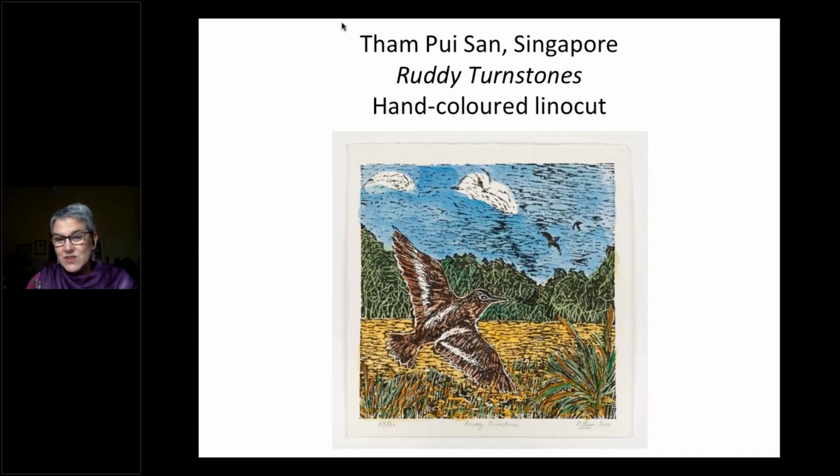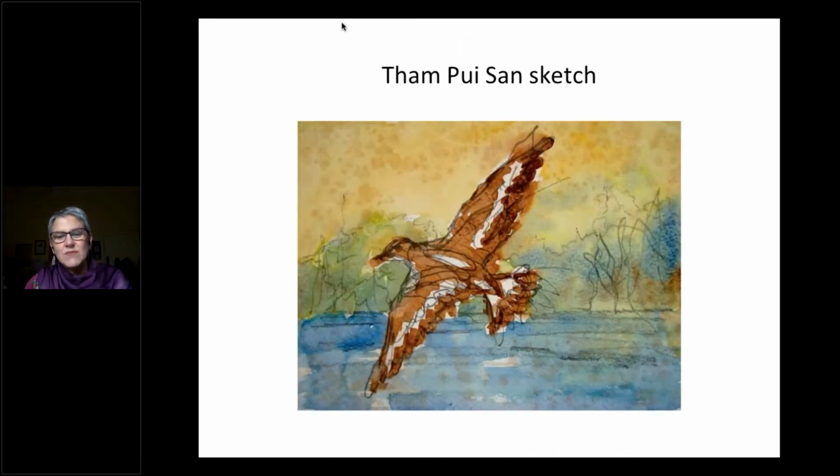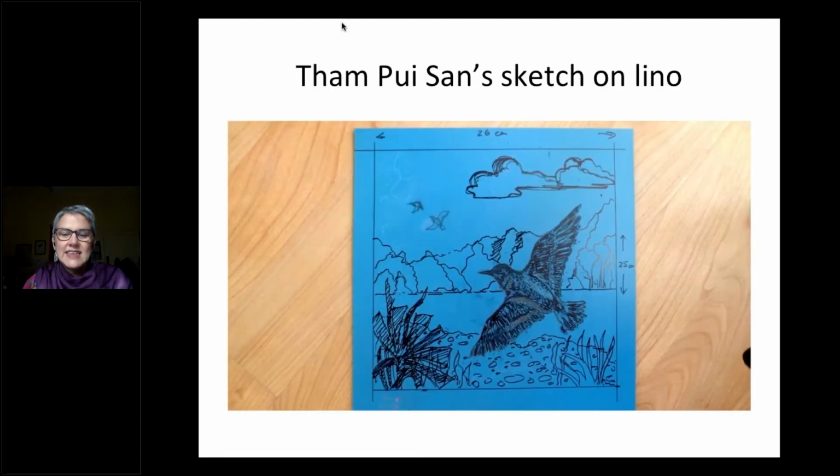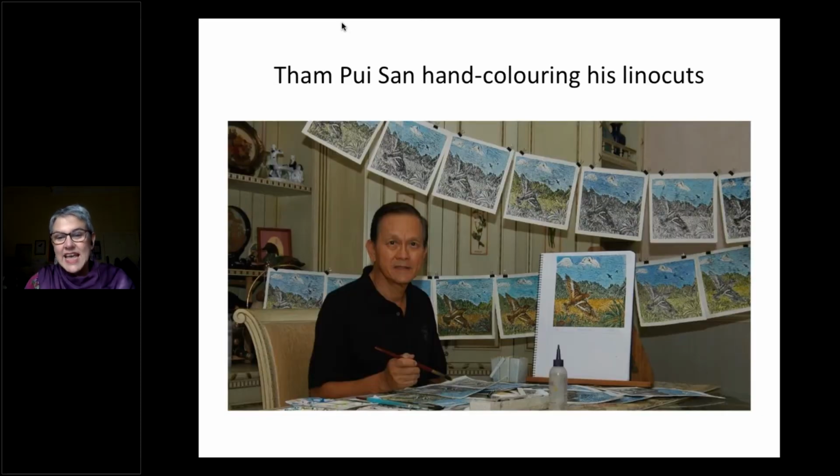And this was the very first lino cut that Puisan ever did, which was also a really, really lovely gift to the project. Now, Puisan has done a hand-coloured lino cut. Here's his initial drawing of the ruddy turnstone, and here he's transferred that to a lino block, and he's about to cut it. And here he is at home. He's hand colouring it, so that means that he's actually watercolouring his picture, the colours in, rather than it being on separate blocks.